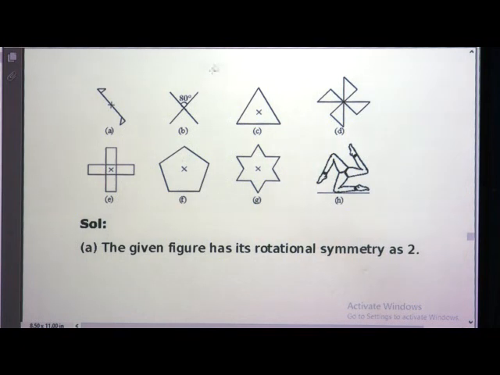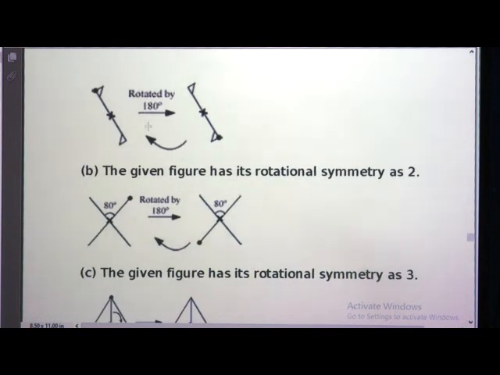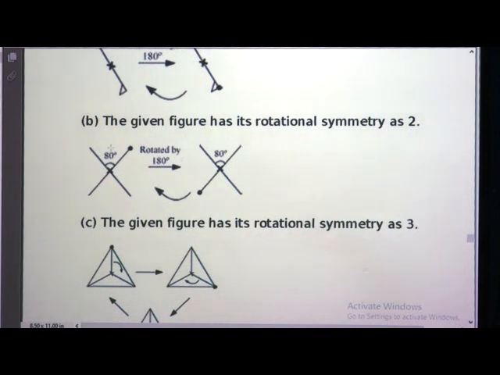Now, we will see about this figure. This will be 180 degrees, again it will rotate, with the dotted line I have shown here. So, again it will rotate in this position by 180 degrees to find out its order.